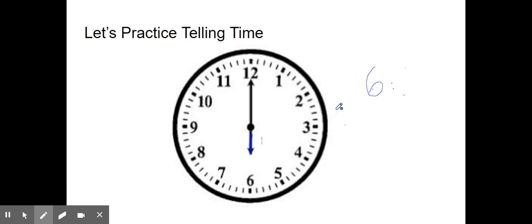The minute hand is the long hand. It's pointing to the 12. When the minute hand is pointing to the 12, 0 minutes have passed. So this time is 6 o'clock. Say it with me, 6 o'clock.